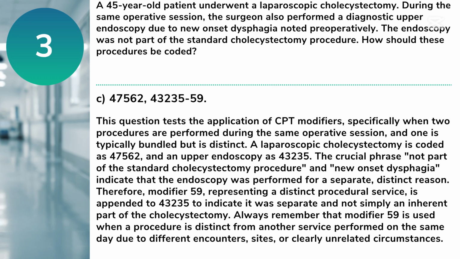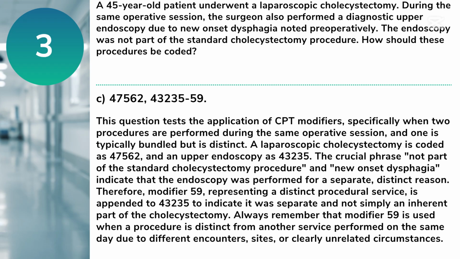Answer: C. 47562, 43235-59. This question tests the application of CPT modifiers, specifically when two procedures are performed during the same operative session, and one is typically bundled but is distinct. A laparoscopic cholecystectomy is coded as 47562, and an upper endoscopy as 43235.